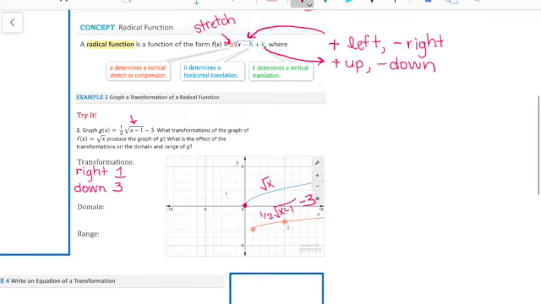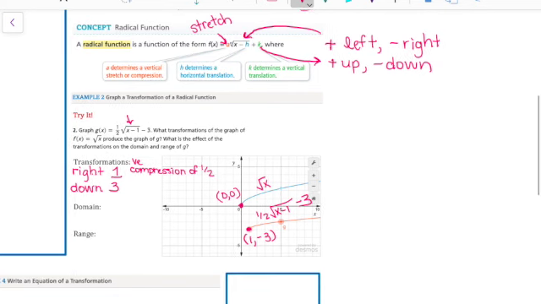This started at 0, 0. It now starts at 1, negative 3. That helped me know that it went right 1 and down 3. That 1/2 out front means a compression of 1/2. Vertical compression, if we're making sure all of our vocabulary is correct.